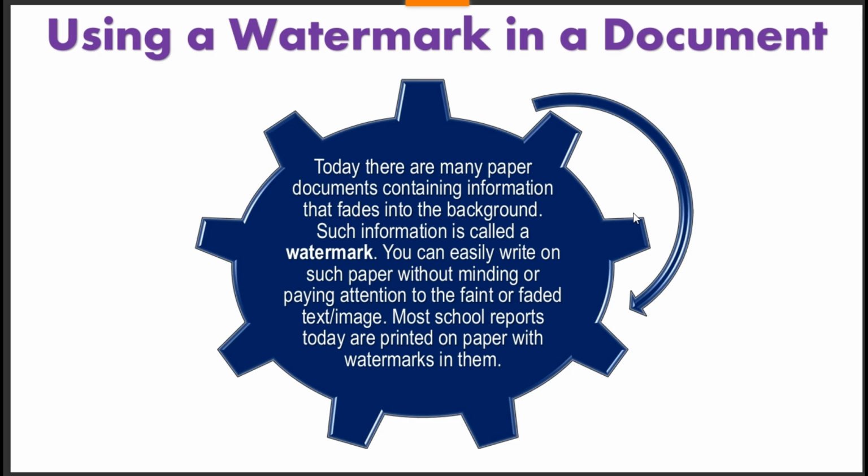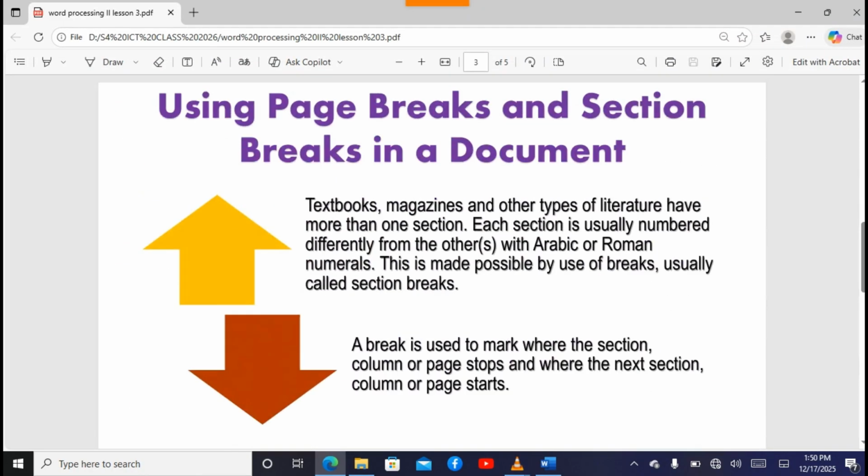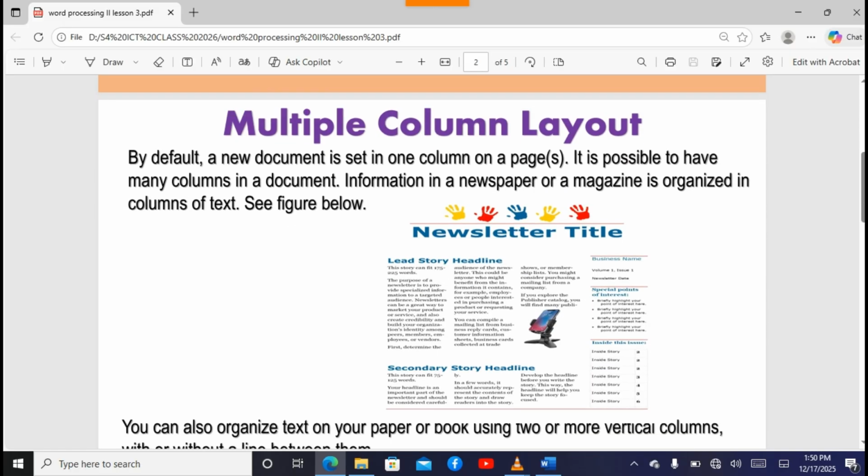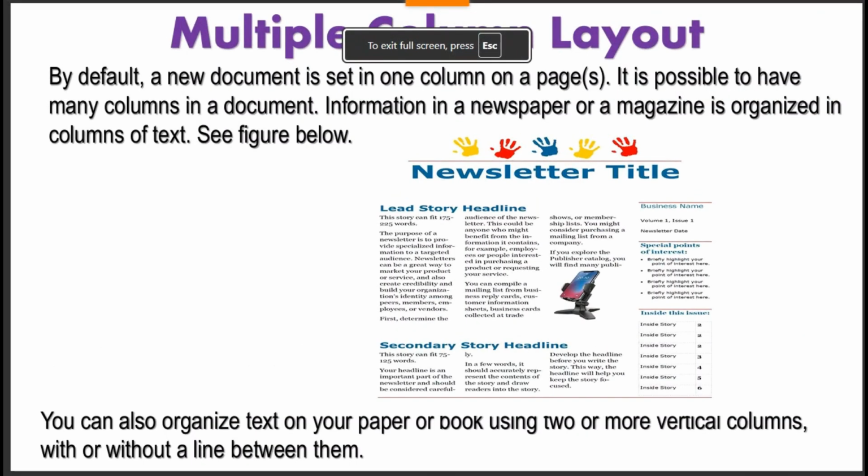Now, let's straight away look at the very first one, as I said, which is creating the multi column layout in the MS Word document. By default, a new document is set in one column on a page. It is possible to have many columns in a document. Information in a newspaper or a magazine is organized in columns of text. You can see the figure below.